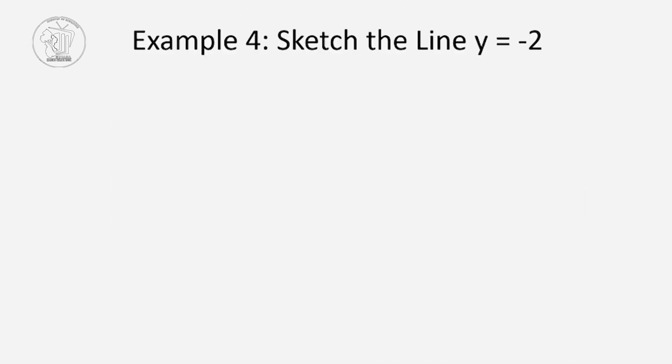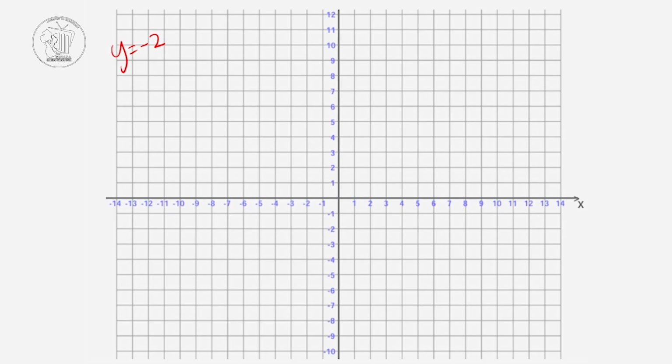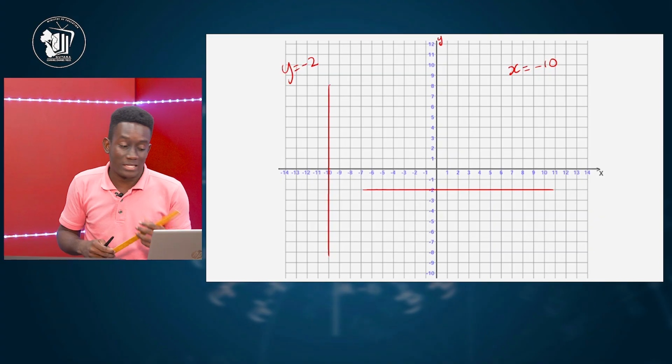For the next one, let's say we wanted to draw the line y equals negative 2. Just like with the x-axis, we go to the y-axis and find negative 2. We draw a line through negative 2 using a ruler, and that gives you the line y equals negative 2. And for practice's sake, let's draw the line x equals negative 10. We go to the x-axis and draw a line through negative 10. Here is negative 10, so we draw a line through there. That is as easy as that.